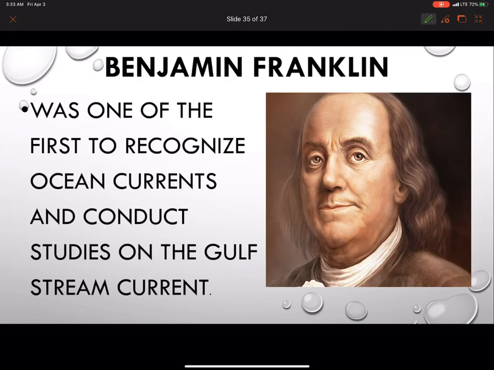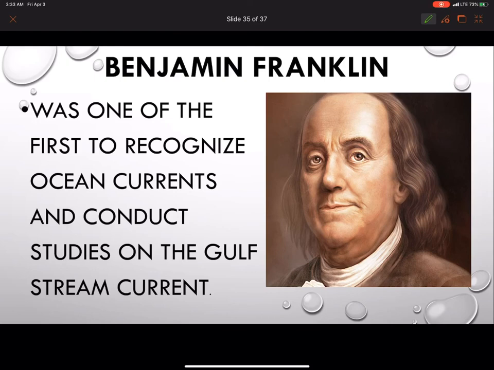All right, guys. Now, to finish up today, this man right here, famous for being on our $100 bills, ching ching, Benjamin Franklin. Now, he was not a president, but this man right here was a statesman. This guy was a politician and mathematician. He was a scientist, and he was also an oceanographer. He was actually one of the first to recognize and study ocean currents, and he did that on the Gulf Stream current.